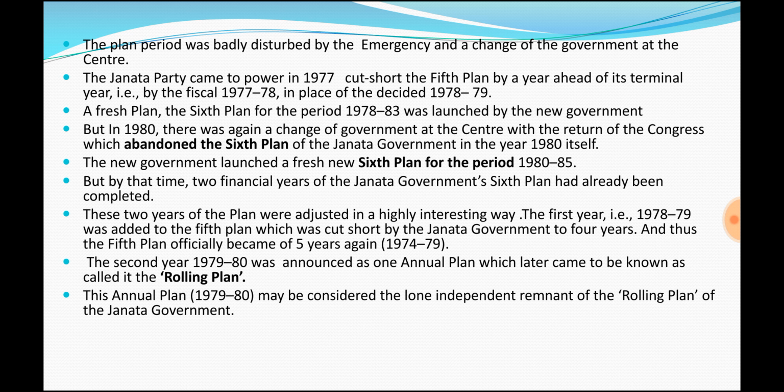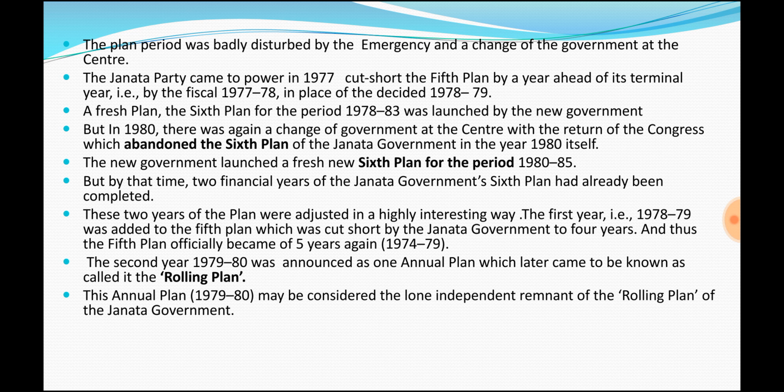In that place, the Janata government put the sixth plan in 1978 to 83. But the Janata government did not last long. It was dethroned in 1980, and Indira Gandhi once again came to power. When she came to power, she abandoned the Janata government plan. So it only saw 2 years between 1978 to 83.